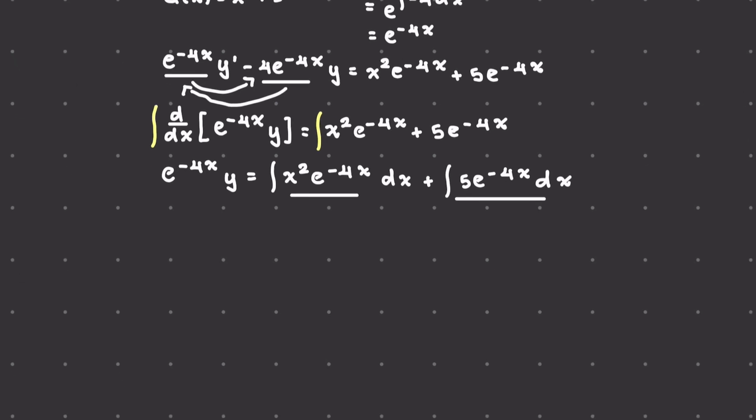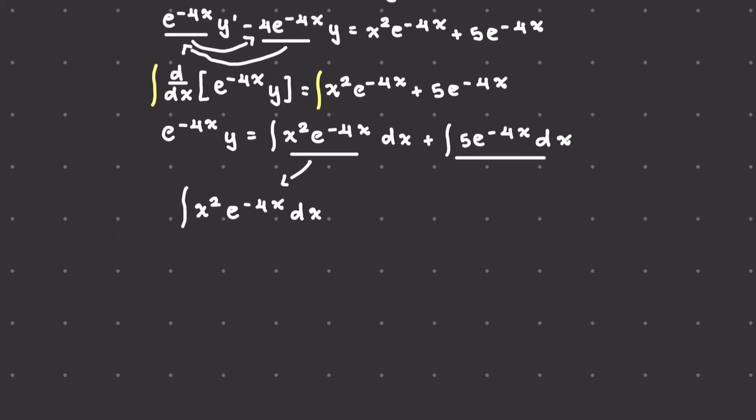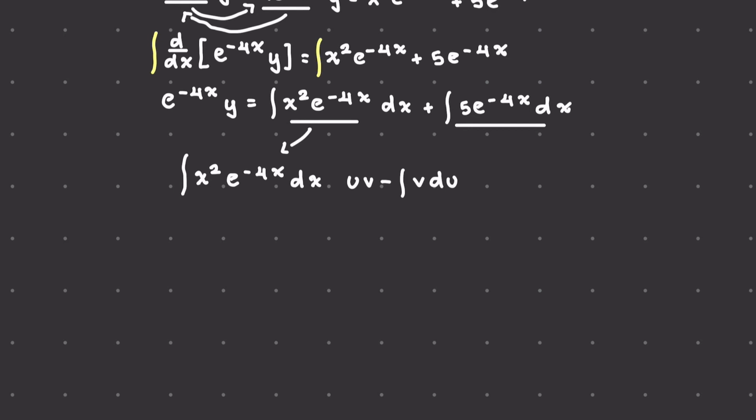Okay, so let's integrate this side first. x squared times e to the negative 4x dx. If you have taken Calc 2, you know by now that we're going to do the integration by parts method. But I have a simpler way, which still uses integration by parts. Usually, you would use u times v minus the integration of v times du, and you would substitute everything inside again later. But for me, let's use the Tabular method.